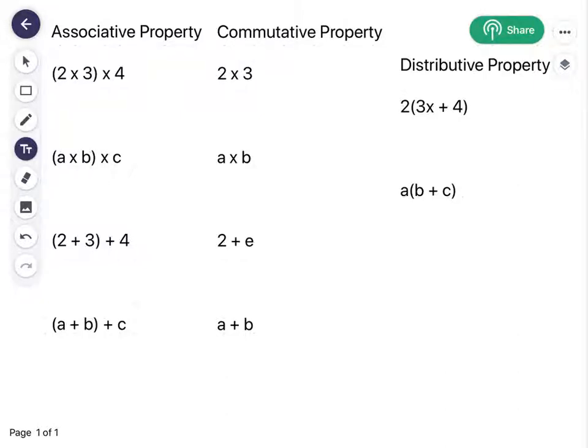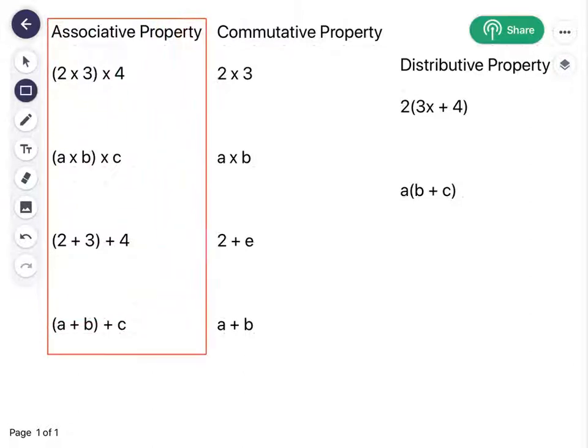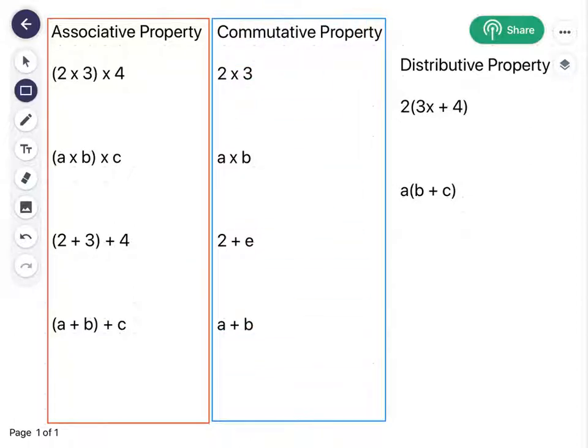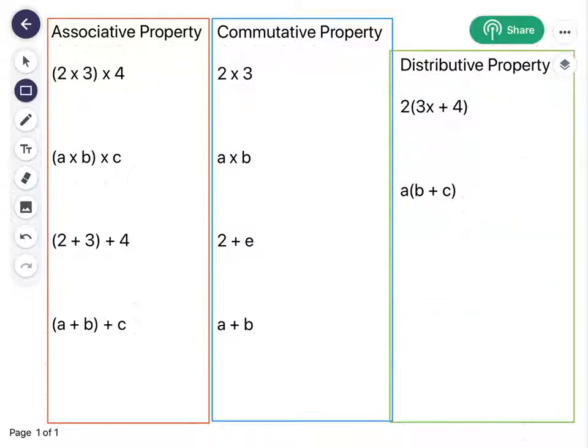Okay, 4.2 starts with talking about some properties of operations. We're going to talk about 3 properties of operations. The first one being the associative property. The second one being the commutative property. And the third one being the distributive property. Okay, so for the first one, the associative property.